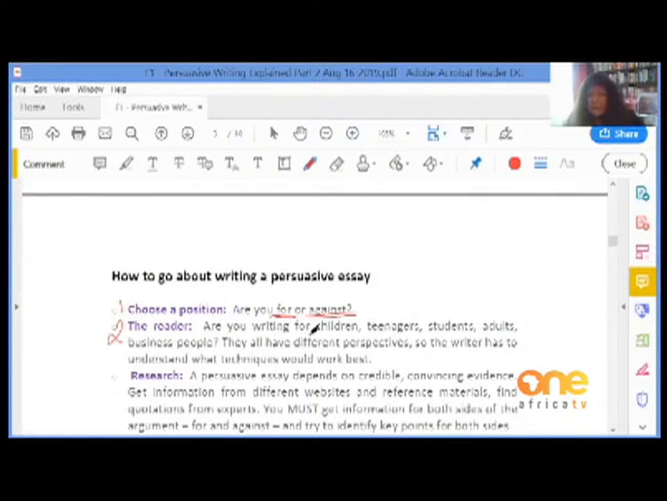Are you writing for children, teenagers, students, adults, business people? They all have a different perspective on things. So you have to understand what techniques would work best. Maybe with children you want a lot of images in there. Teenagers might like a lot of subheadings, so they don't have to try and figure things out too much. They don't want to strain their brain, you know, that sort of thing.